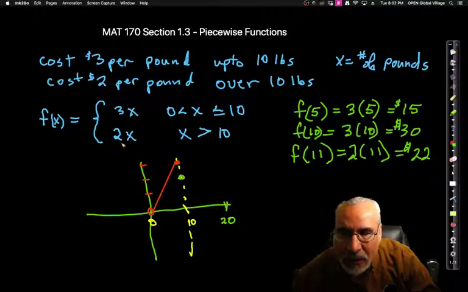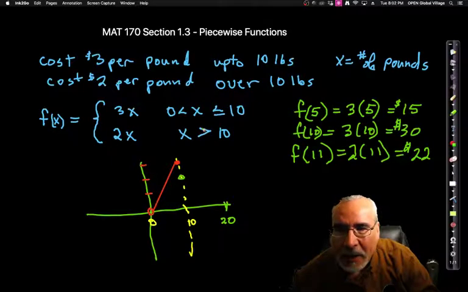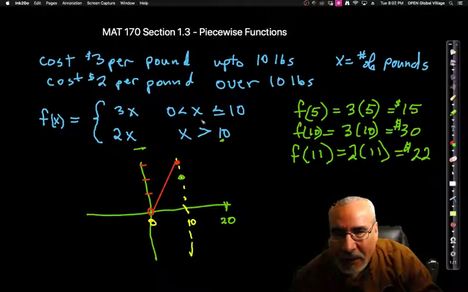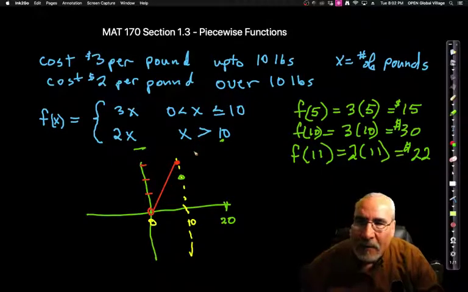20 times 2 is 40. Oh, that wasn't too smart. I'm going to be off my graph here. So 30, there's 40. So at 20, we're going to be up here. And again, this is going to continue on forever because there is no endpoint to the second piece.